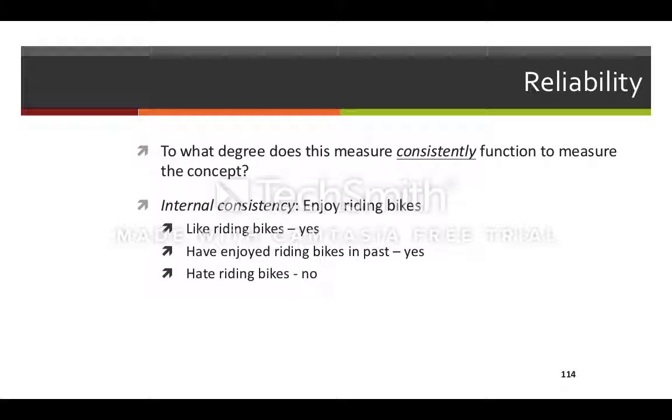And so looking at internal reliability, many surveys use more than one way of measuring a concept. So for example, if I was doing a survey about leisure activities, and one of the leisure activities was riding bikes, and I wanted to measure if you enjoy riding bikes, I might ask you directly, do you enjoy riding bikes? I might also ask, do you own a bike? Have you ridden a bike in the last year? Do you hate riding bikes? And if I have high internal reliability, you will answer all four of these questions in a way that indicates you like bikes.